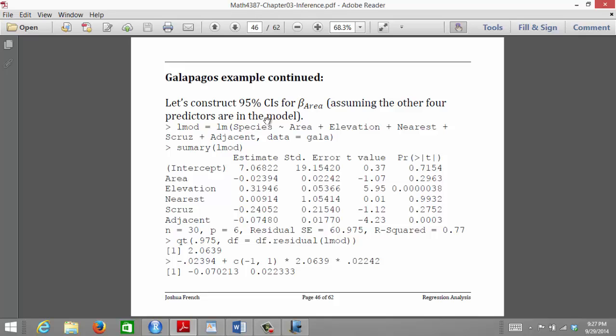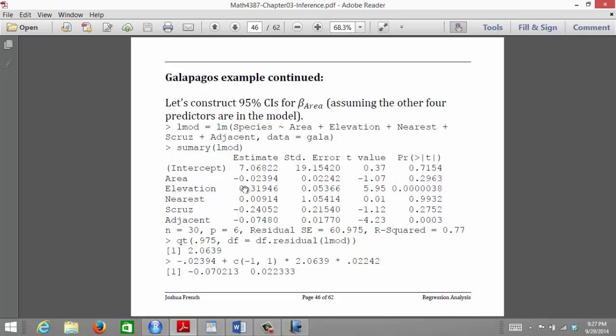So I fit my linear model. I regress species on all 5 predictors, including the area predictor there. And I look at my summary of my linear model to get the information here. The reason I do that is because, as we've already noted at some point in this class, the summary function provides us a lot of information about our estimated regression coefficients, as well as our population regression coefficients. So we have our estimated coefficients, the associated estimated standard error, and then the individual t-tests that we talked about earlier in this chapter.